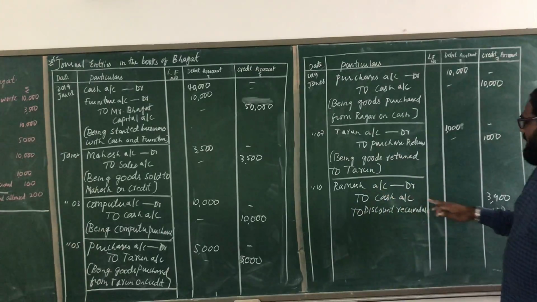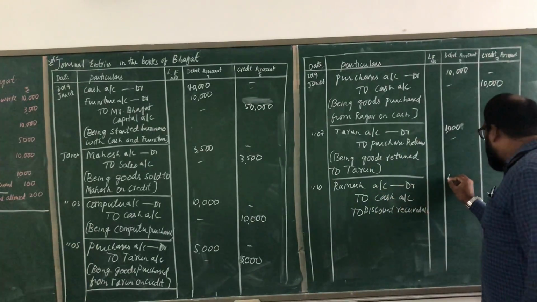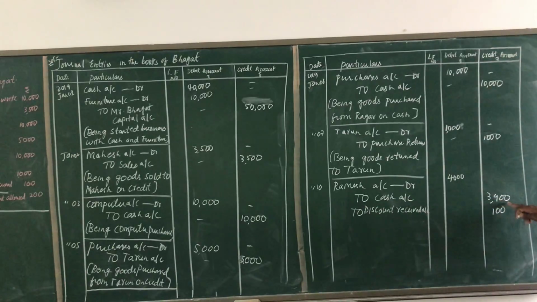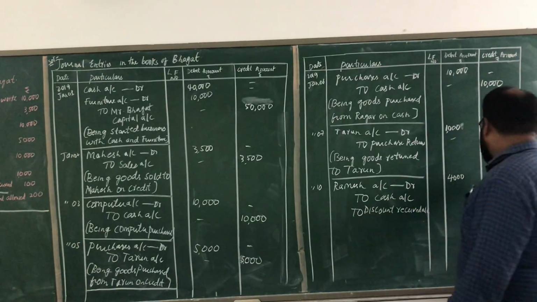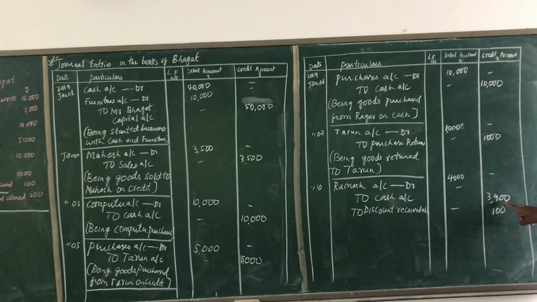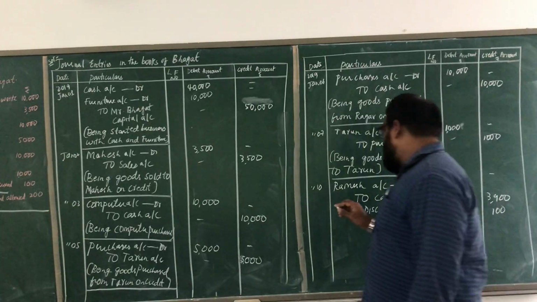Now, actually how much cash do we have to pay? Total 4,000 we have to pay. Out of 4,000 we are paying cash only 3,900 and we are receiving discount rupees 100 here. So 4,000 should be in the debit, to cash 3,900 in the credit, and discount received also in the credit.